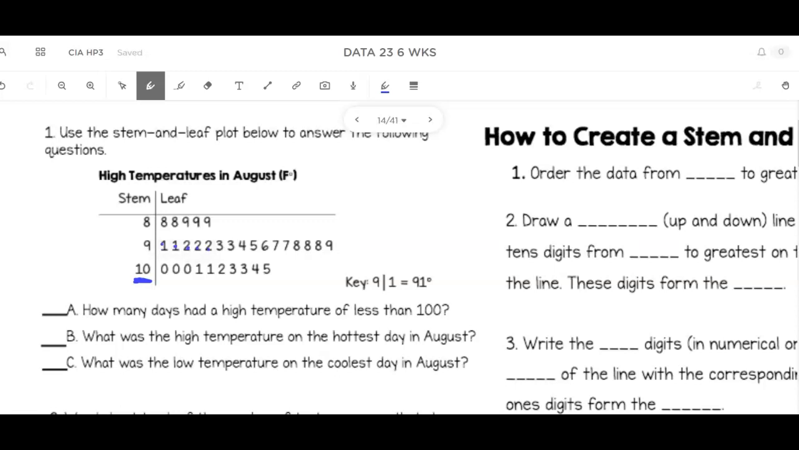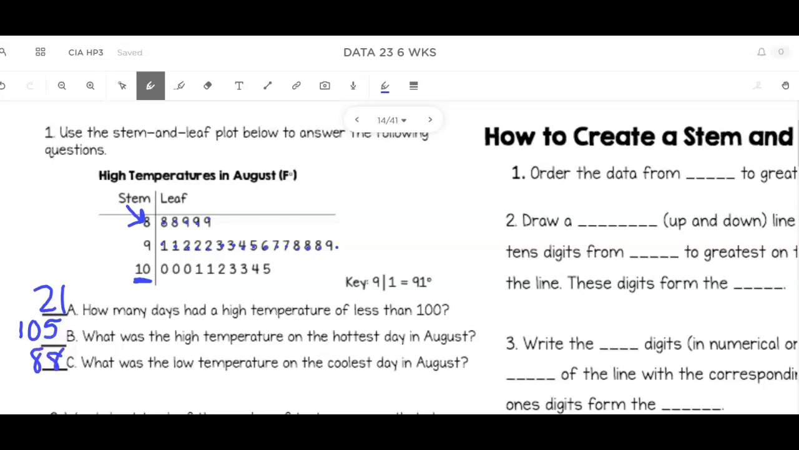1, 2, 3, 4, 5, 6, 7, 8, 9, 10, 11, 12, 13, 14, 15, 16, 18, 19, 20, 21. 21 days had a high temperature of less than 100. What was the high temperature on the hottest day in August? Our biggest number would be 105. And what was the low temperature on the coolest day in August? That's going to be our smallest number. So we'll look up here. We've got 88.